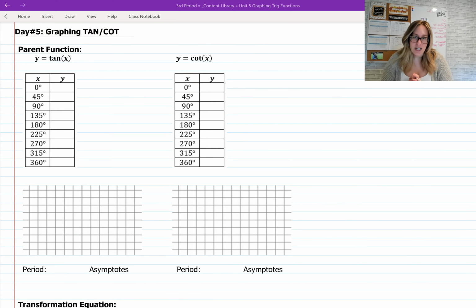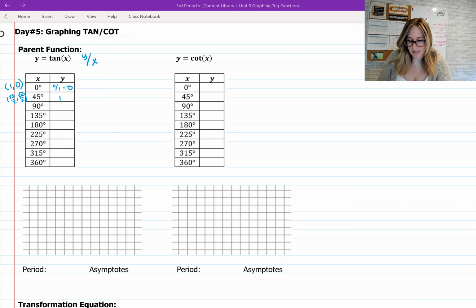First off, tangent. We're going to fill in our table for our tangent function using our unit circle values. Just a reminder, tangent is y over x. At 0 degrees, the coordinates are 1, 0. So y over x is 0 over 1, which simplifies to 0. 45 degrees is root 2 over 2, root 2 over 2, and that is going to simplify to 1.